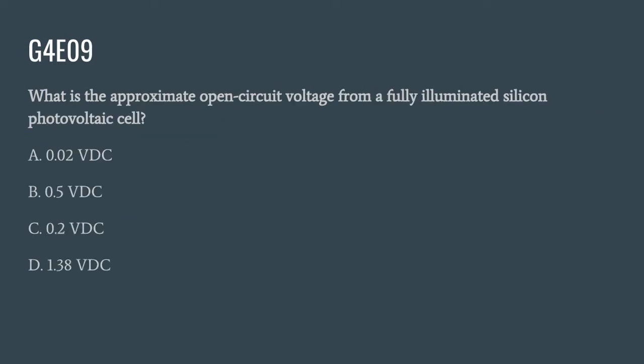What is the approximate open circuit voltage from a fully illuminated silicon photovoltaic cell? A, 0.02 VDC. B, 0.5 VDC. C, 0.2 VDC. Or D, 1.38 VDC. Correct answer is B, 0.5 VDC.